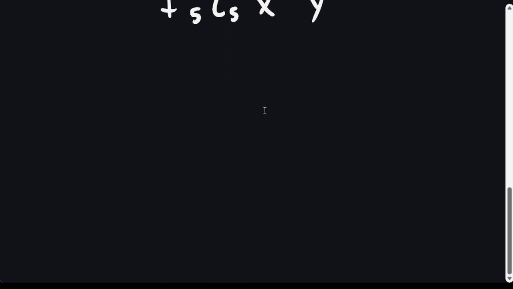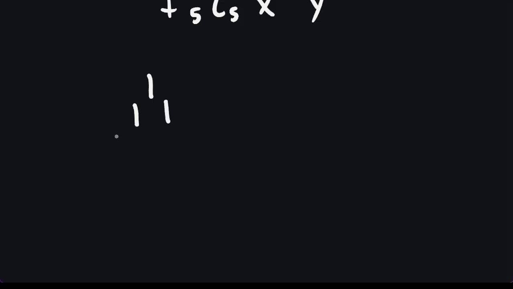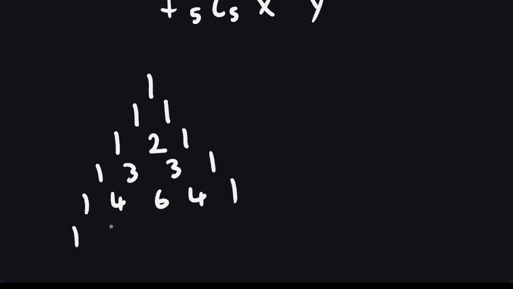So Pascal's triangle, if we go ahead and draw it, and we learned how to draw it in a previous video: 1; 1, 1; 1, 2, 1; 1, 3, 3, 1; 1, 4, 6, 4, 1; and 1, 5, 10, 10, 5, 1.